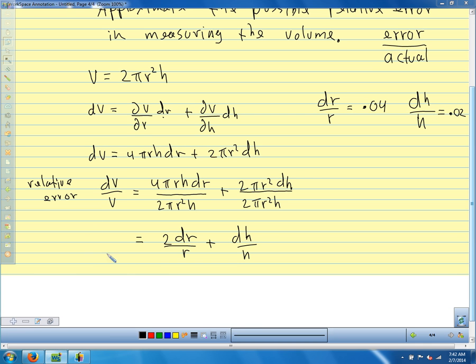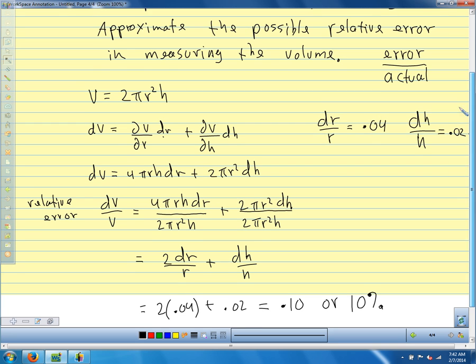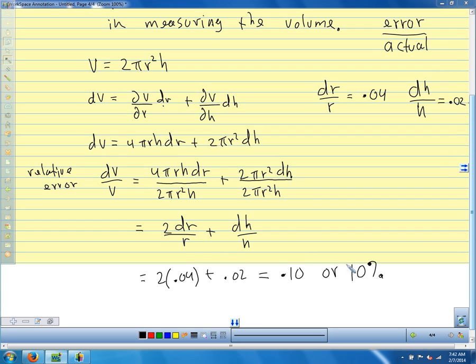So our relative error in measuring the volume is going to be 2 times 0.04 plus 0.02, and we get 0.10 or 10%. So if we measure the radius and the height with relative errors of 4% and 2%, our relative error in the volume measurement would be about 10%.